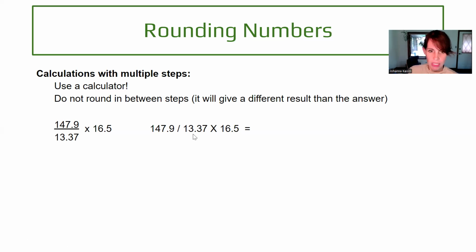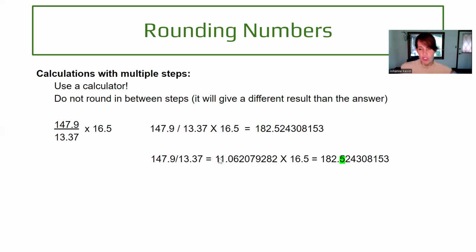147.9 divided by 13.37 times 16.5 equals this really long number when you do it all out at once. So I'm going to show you what happens if you round. This is the answer that you'll get if you just put it in the calculator like this. Because these two numbers divided equals this, and multiplied by this gives you this number.